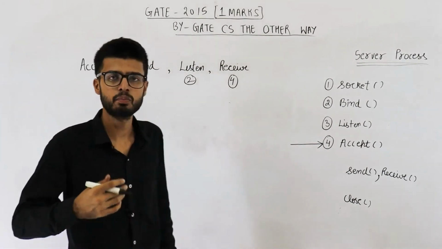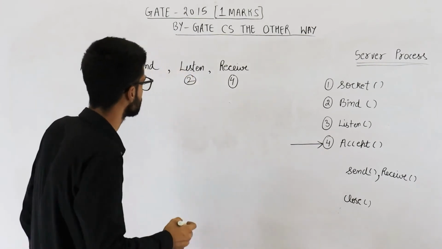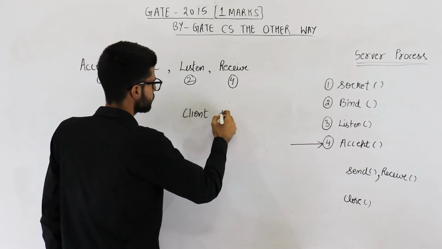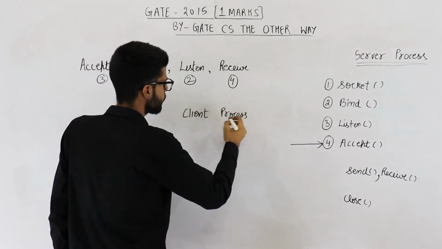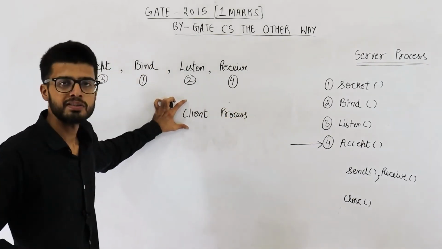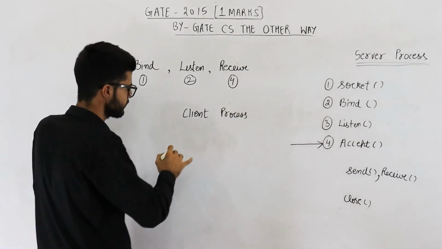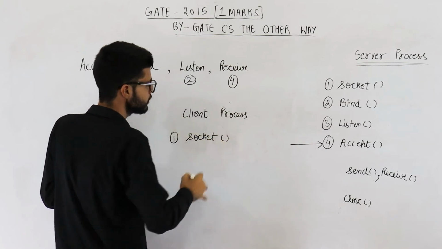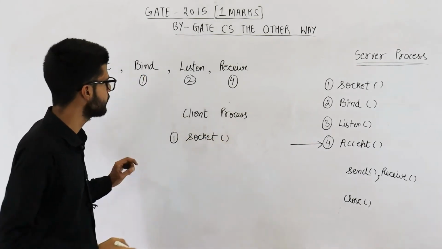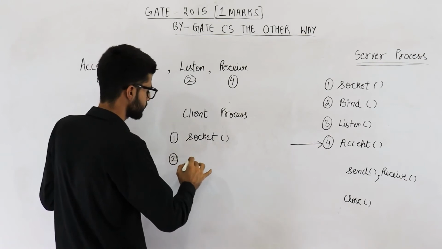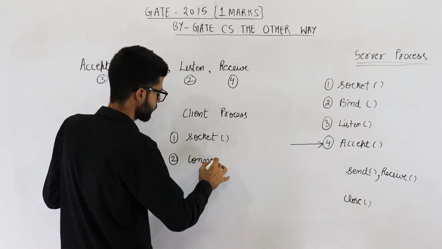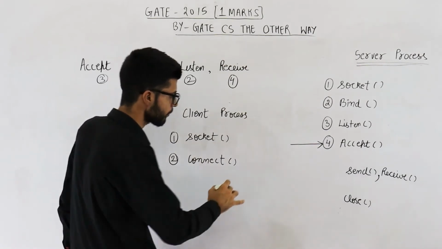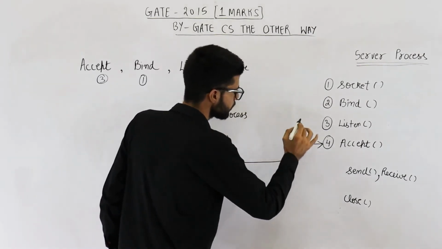Now let's discuss some more points about the client process also. Suppose this is a client process. This process also needs a socket. So the first thing is we'll create a socket using the socket system call. Then we'll try to connect to some server. So the system call is connect. Like this.